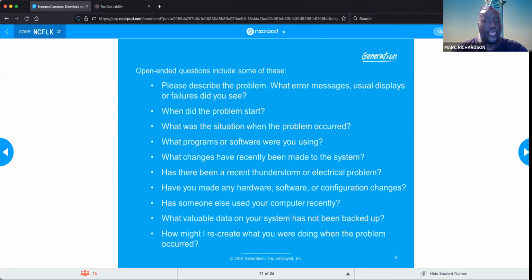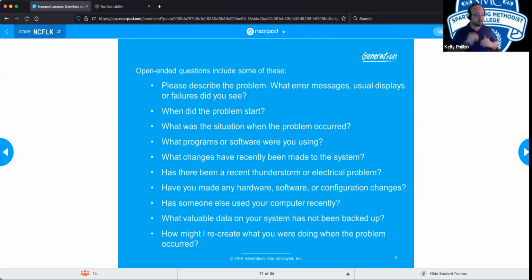Has there been a recent thunderstorm or electrical problem? What could have happened during that? What would that lead you to look for? Power surge, or short circuit. So a power surge, or even just an instantaneous drop in power, can damage computer components as well. It's both directions. If it's not getting the proper voltage and you have a drastic drop or spike in power, it can damage your computer.